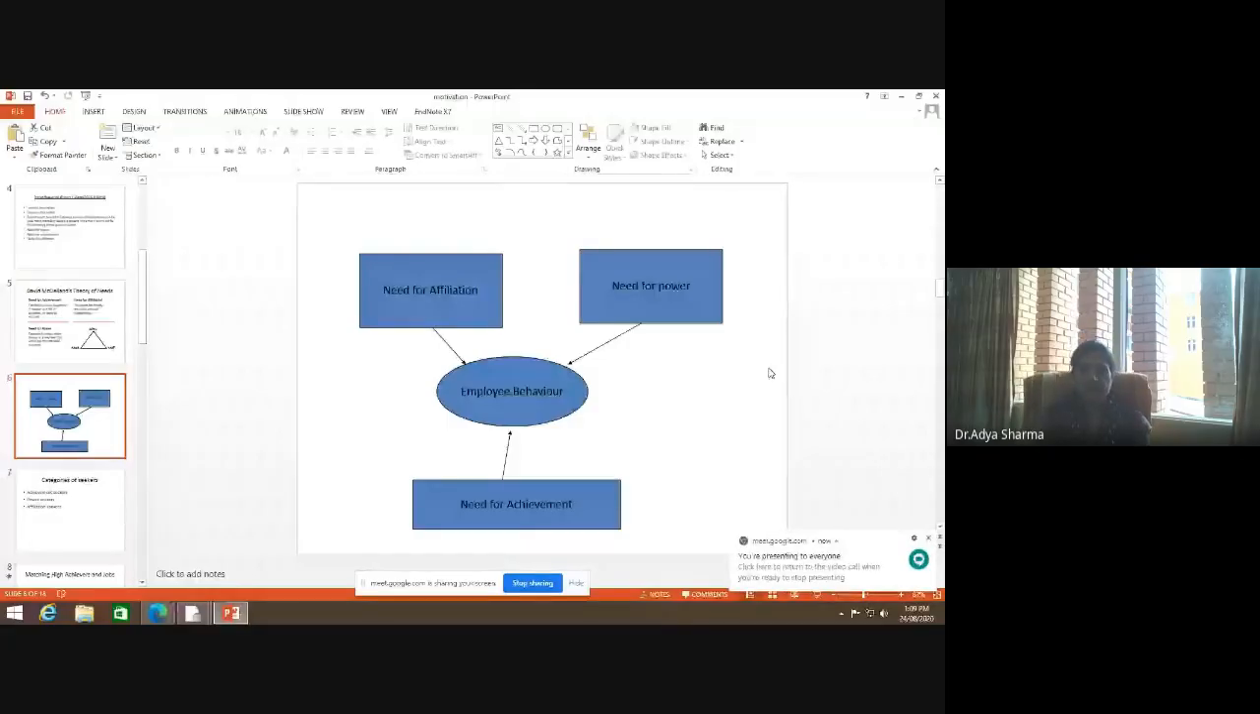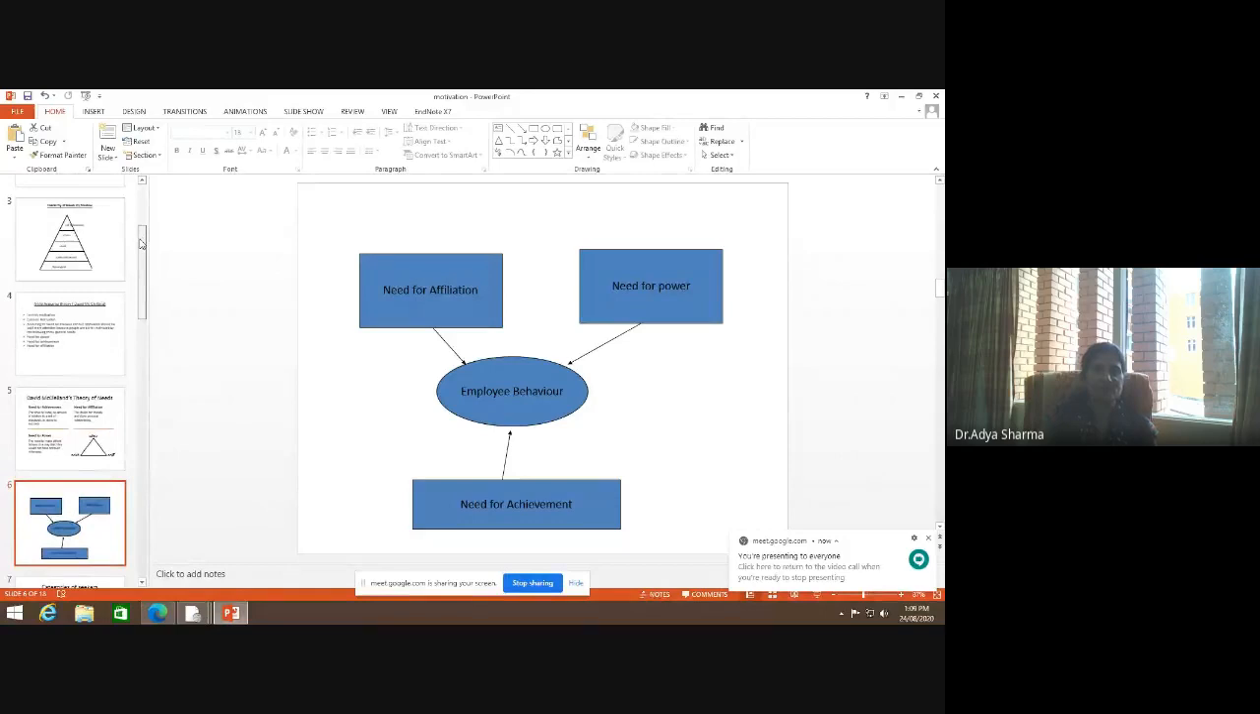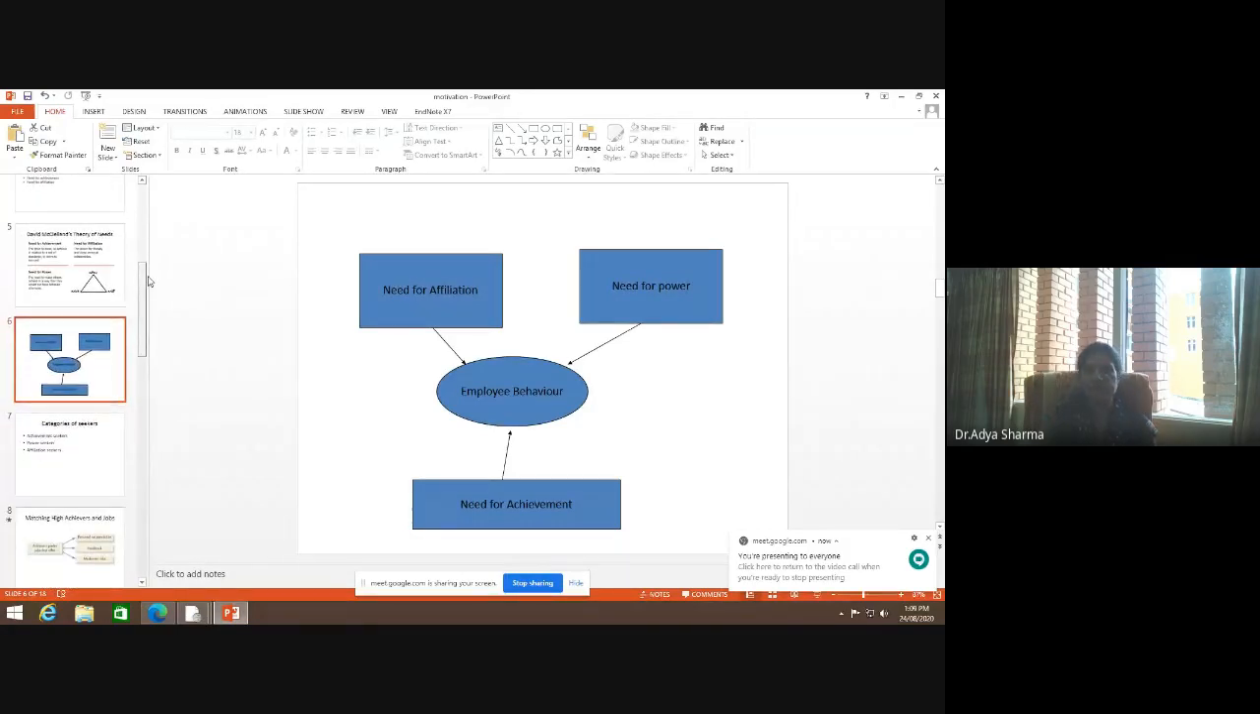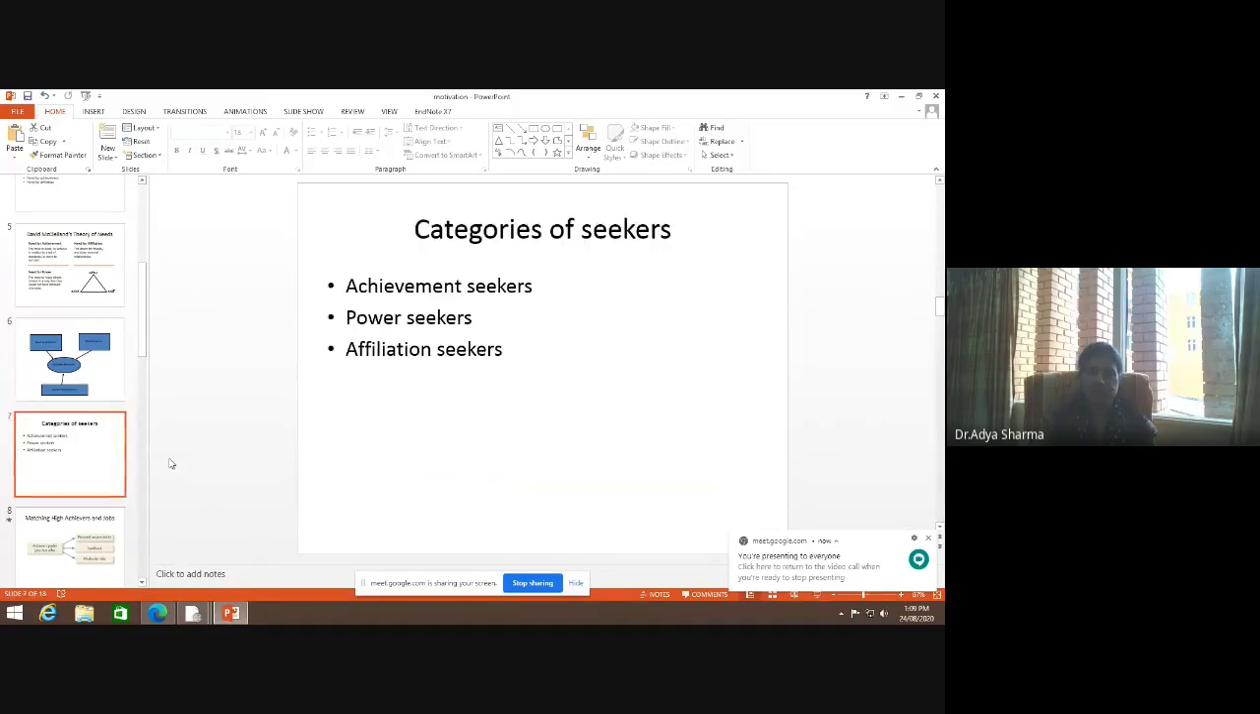Okay. So we come back to this. Up till now, we have done two kinds of theories. One was Maslow's, which is so famous. The second is the theory of needs. Let's go forward.